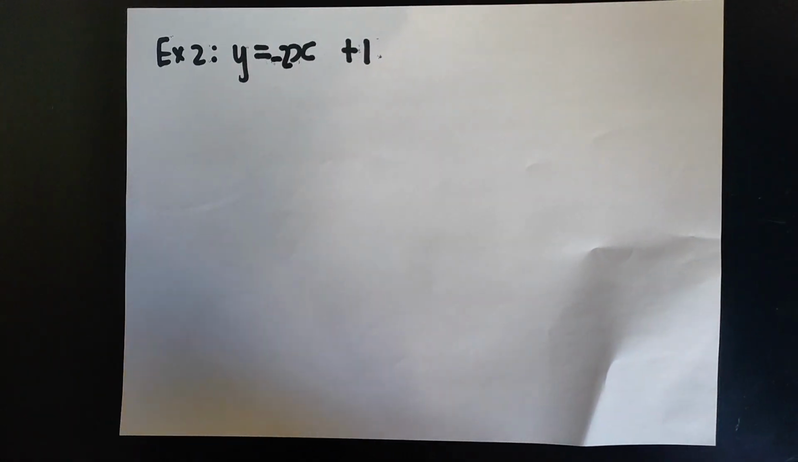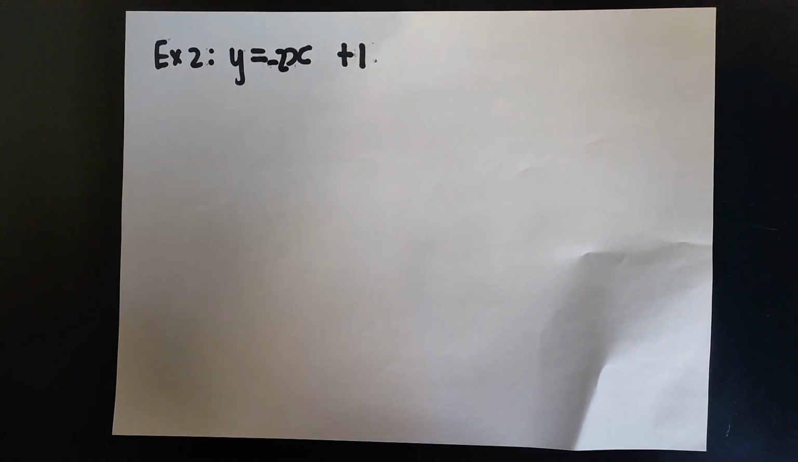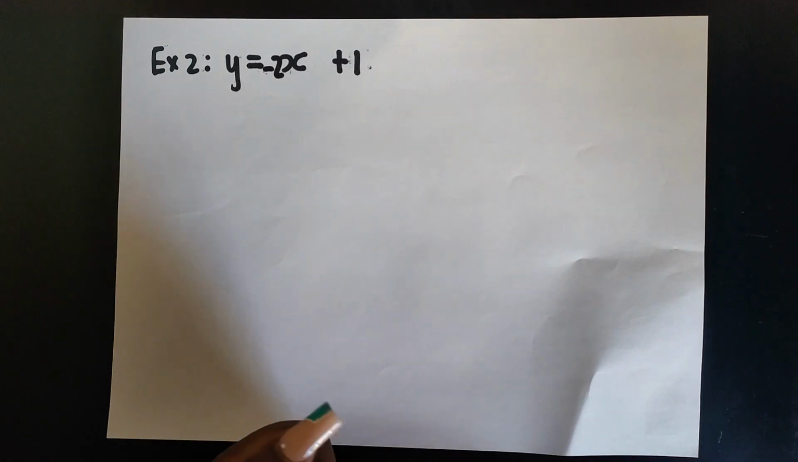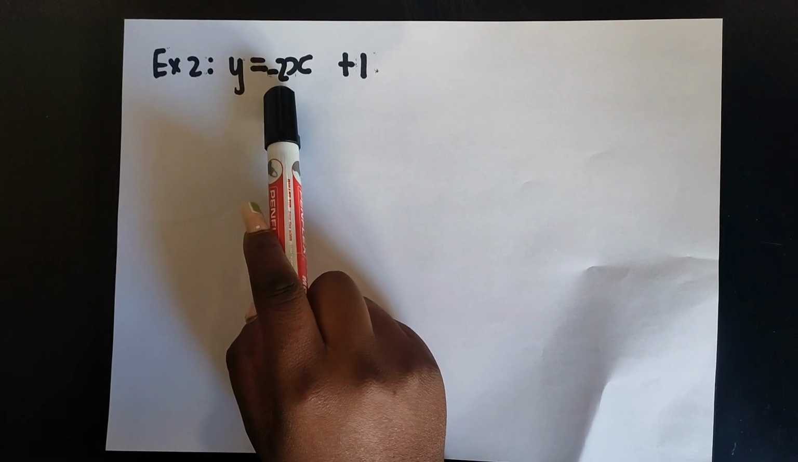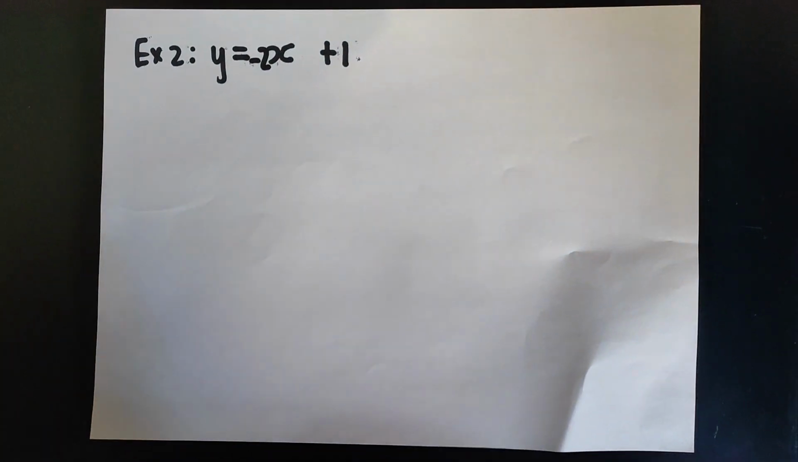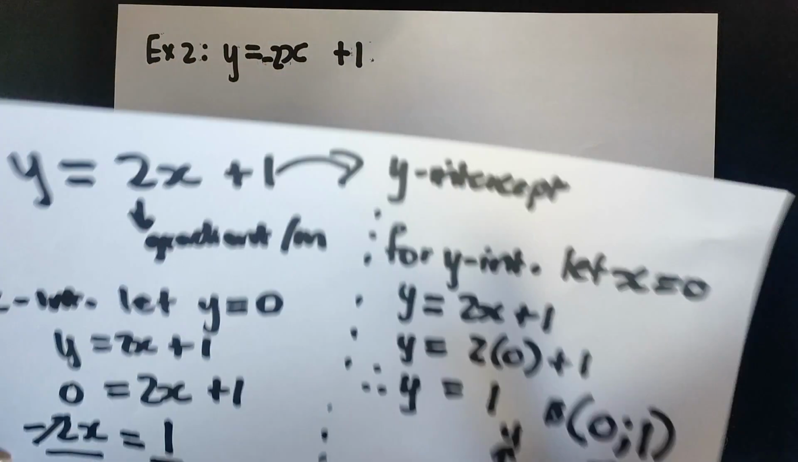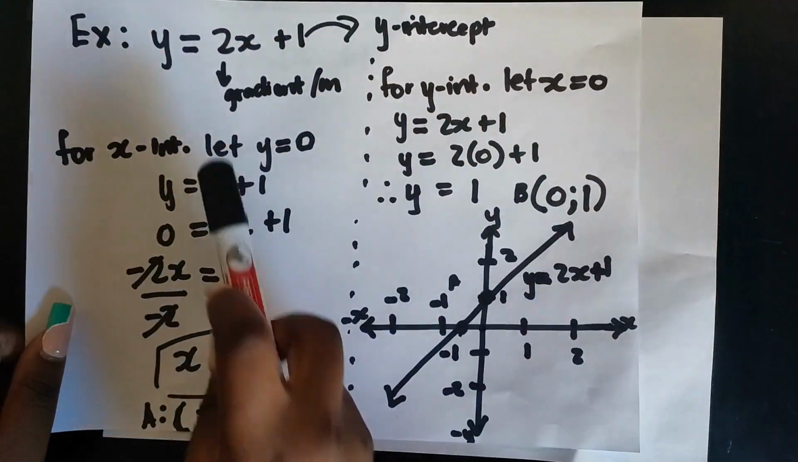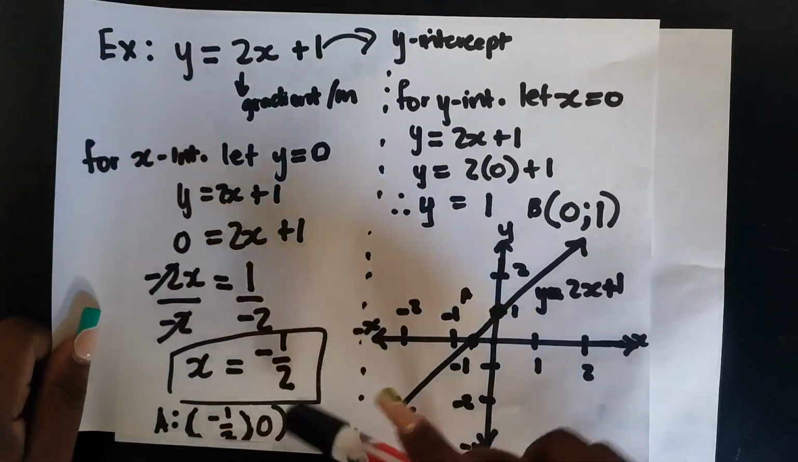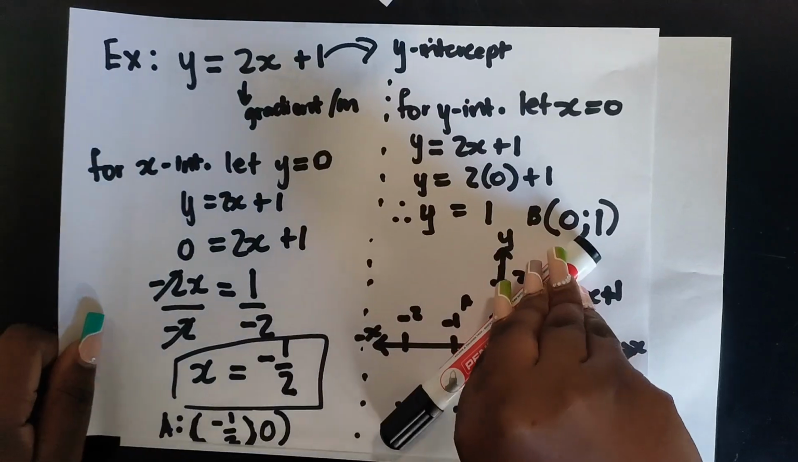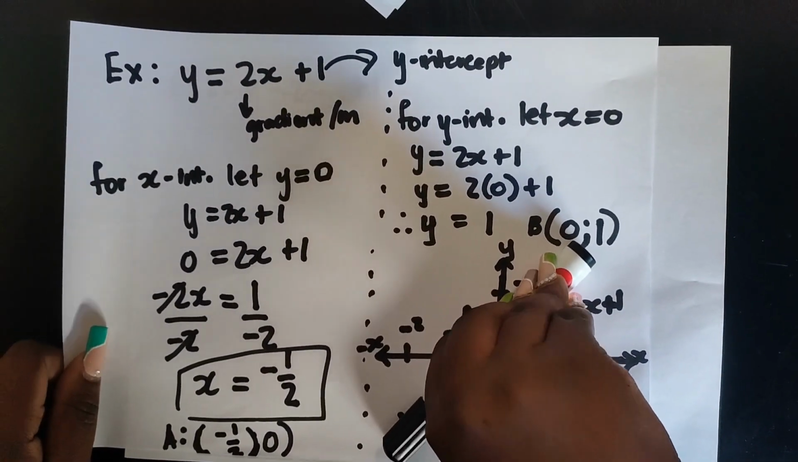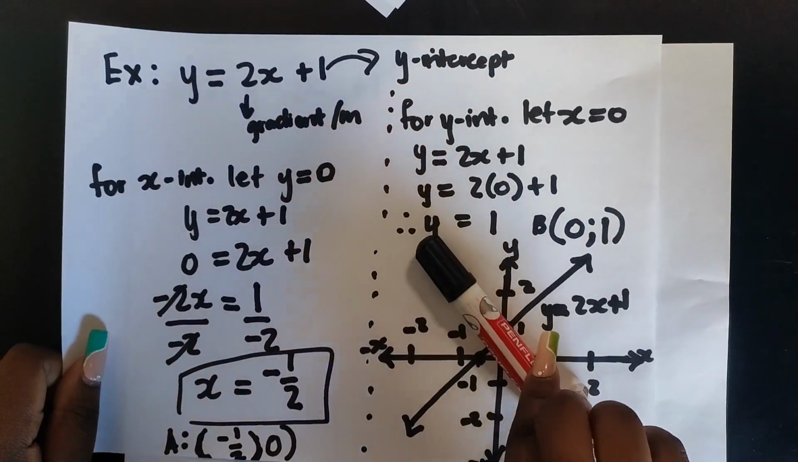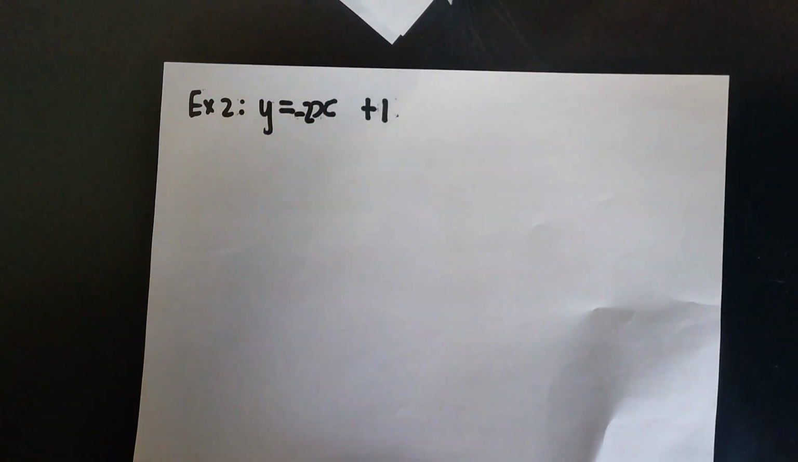Our second example is y equals negative 2x plus 1, which is similar to the first example, but I changed the 2. Instead of being positive, I put in a negative 2. In the previous example, I said that since our gradient is positive 2, our graph is going to look like this. But now our gradient is negative, so we expect our graph to go like this. Let's see if my point is correct.